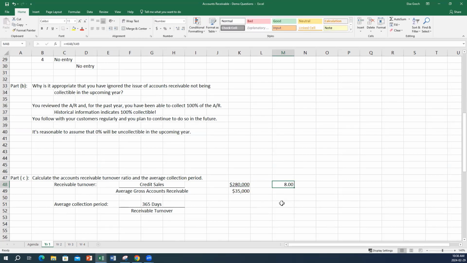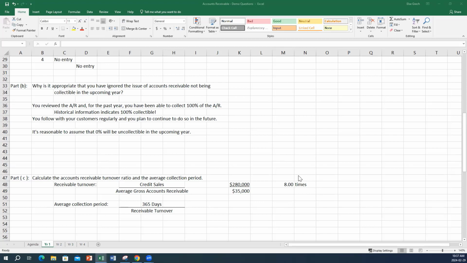8.00. What does that mean? It means that 8 times per year, you go from selling your accounts receivable to getting the money for the accounts receivable. It's the number of times on average that receivables are collected during the year. The number of times that we sell something on account and then collect it.